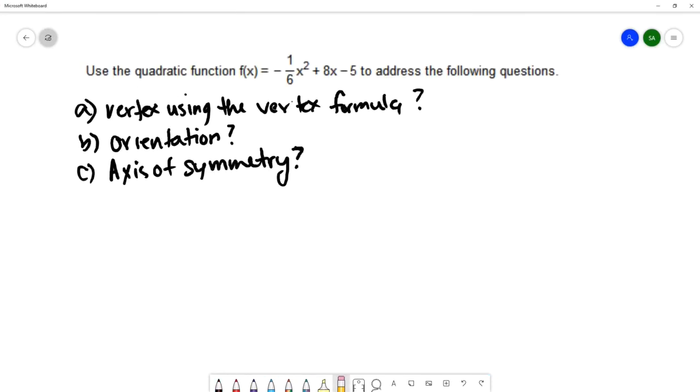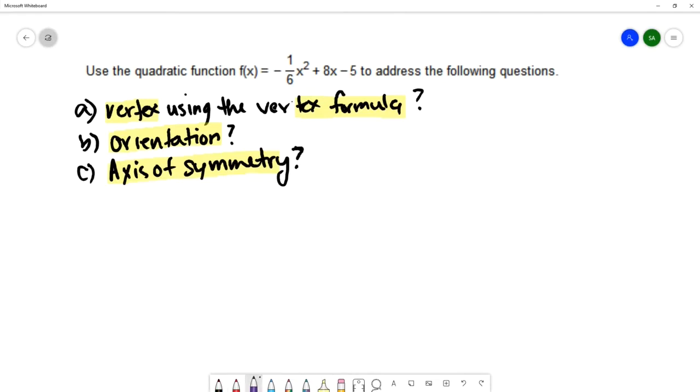In this question, we want to use the quadratic function f of x equals negative 1/6 x squared plus 8x minus 5 to address these following questions. We want to find the vertex using the vertex formula. We want to know the orientation, meaning whether that parabola opens up or down. And we also want to find the axis of symmetry.